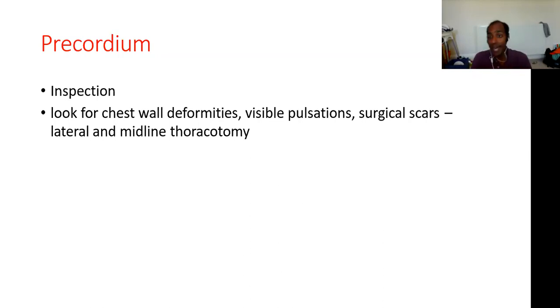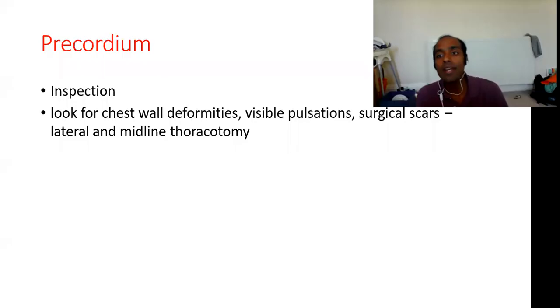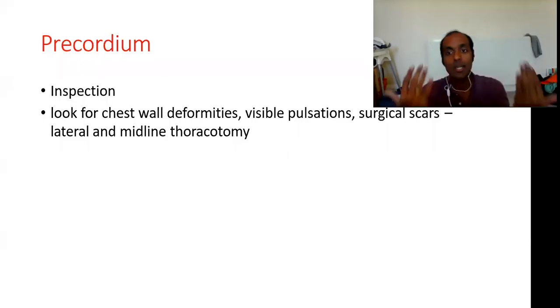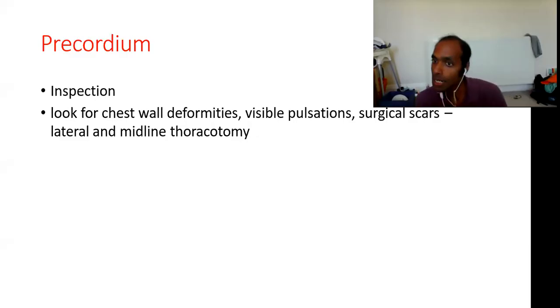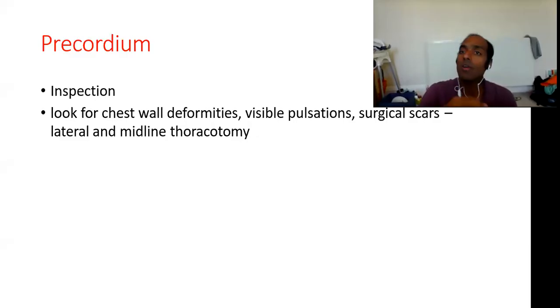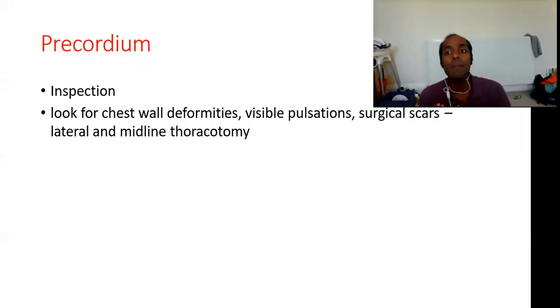Rate, rhythm, character, the proper technique of collapsing pulse I have shown you, and then radio-radial, radio-femoral delay, other pulses like carotid pulse, dorsalis pedis, and posterior pulses. And then we went on to the jugular venous pressure and then the blood pressure measurement. Then we move on to the precordial examination. And the precordial examination consists of 3 steps: inspection, palpation, and auscultation.